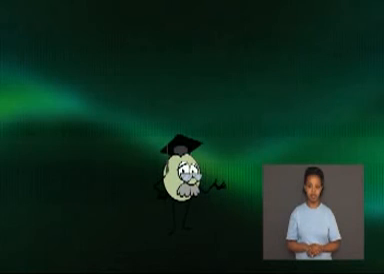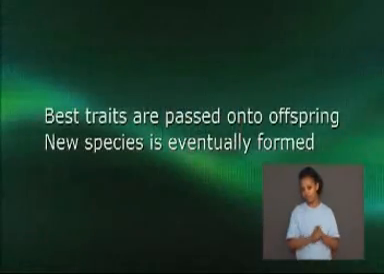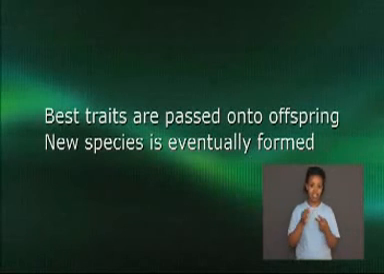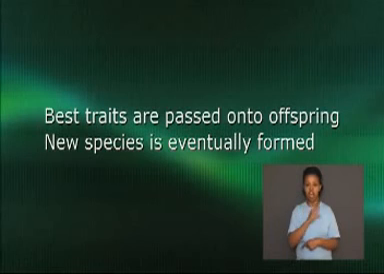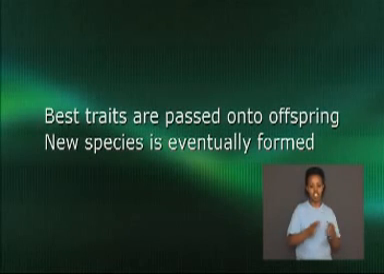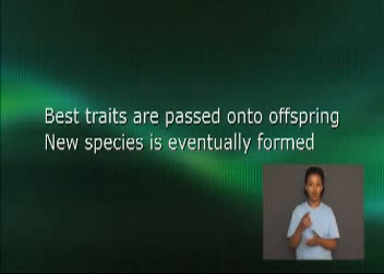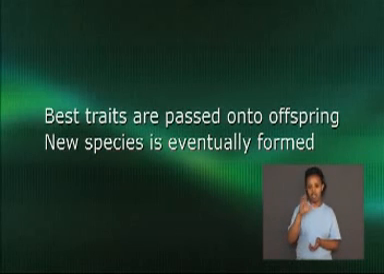Time's up. Let's get back to our lesson. Welcome back. If you said that natural selection and selective breeding are alike because in the two processes, the better traits are passed on to the next generation and a new species is eventually formed, then you are correct. Great work. Charles Darwin was the man who first proposed the theory of evolution.